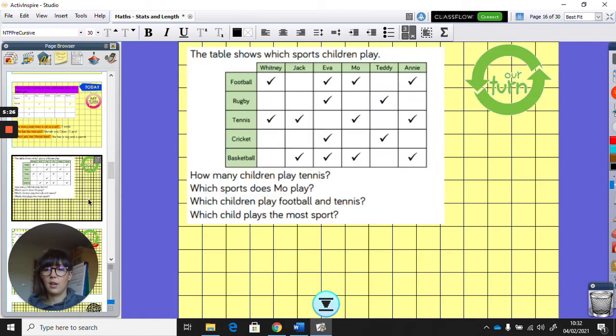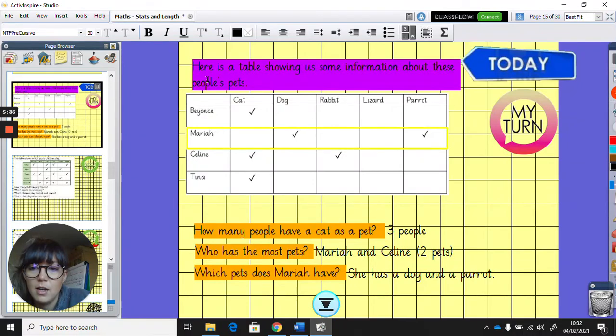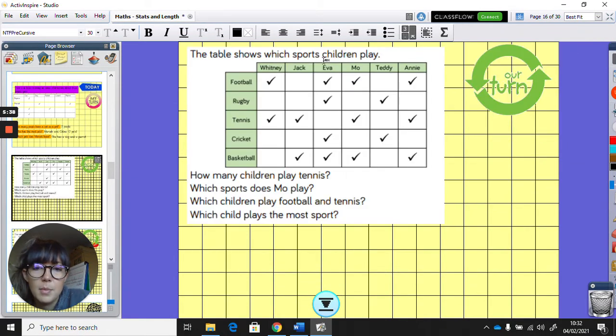Now it's your turn. So this table shows which sports different children play. If you look along the top, it's the opposite of this one, isn't it? Because the people were down the side on this one, but for this one, the people are at the top. Whitney, Jack, Eva, Mo, Teddy and Annie, they're the people. And down the side are the different sports: football, rugby, tennis, cricket and basketball.